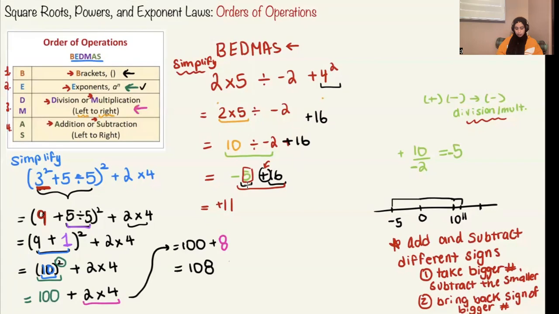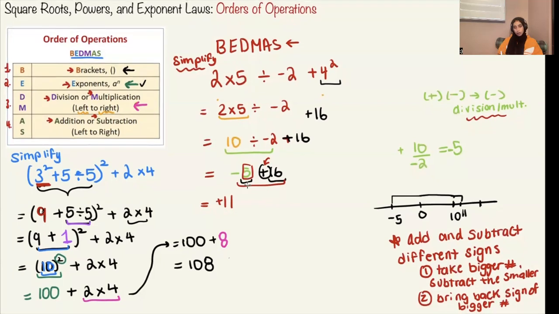Okay. So it's important that when you're doing any order of operations, just follow BEDMAS. If you have brackets, then you have to simplify what's inside the brackets. If you have operations happening inside the brackets, then you have to make sure that you follow BEDMAS inside that bracket and then work your way outside to get rid of the bracket completely.